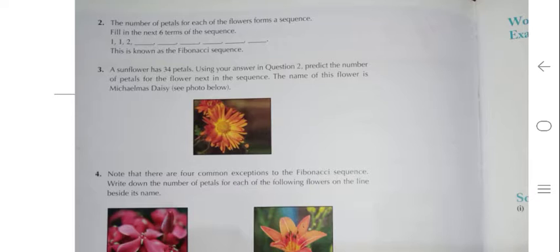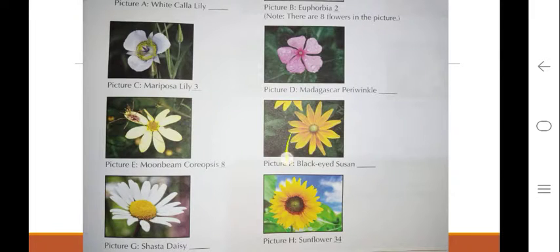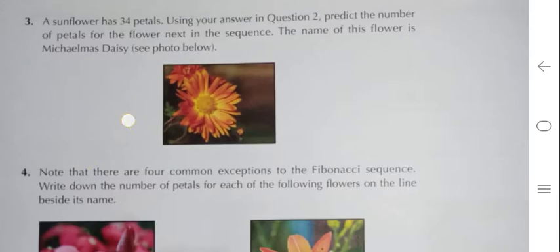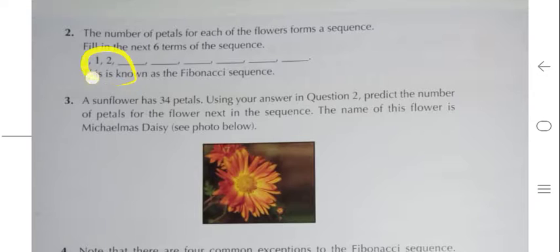Now, the number of petals for each of the flowers just now forms a sequence. Fill in the next 6 terms of this sequence. Okay, it was 1, 2, 3, 5, 8, 13. So what we continue here is 1, it's already 1, 1, 2, right? So the next one is 3, 5, 8, 13. This one we skipped just now, right? And then this one 34.